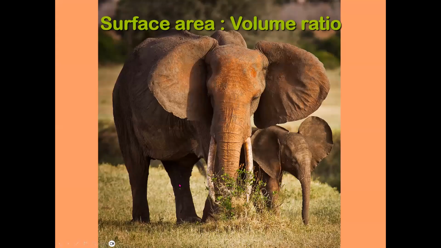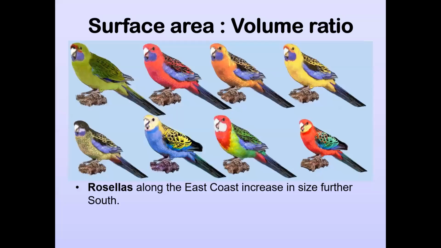Look, those ears are very thin, but huge in area. So the surface area to volume ratio of that ear is massive. And then, of course, they've got the trunks as well, which lose heat. Now, in Australia we have a whole batch of rosellas.